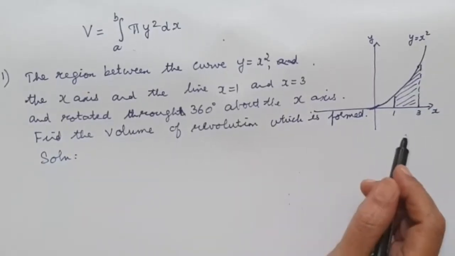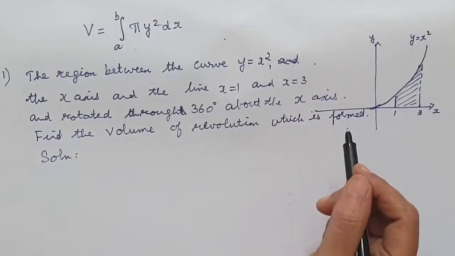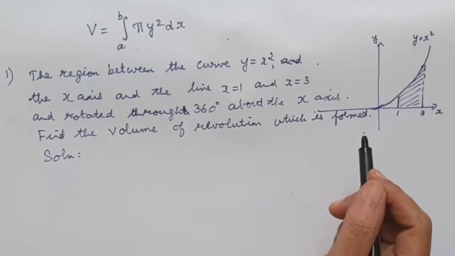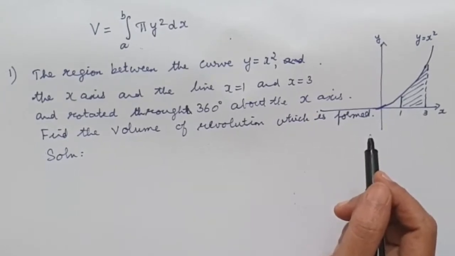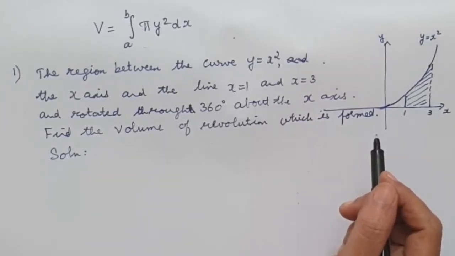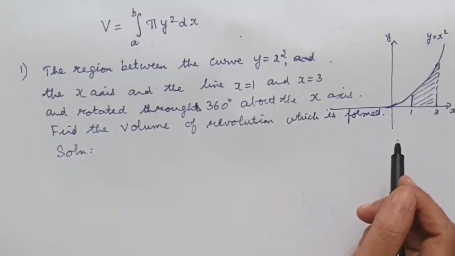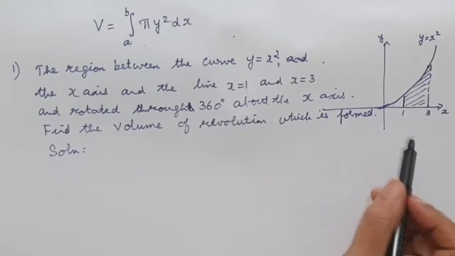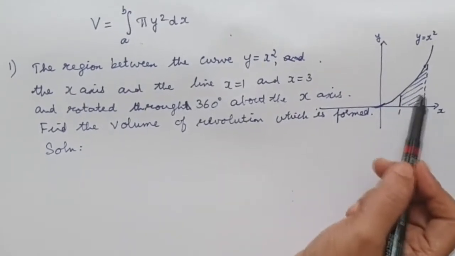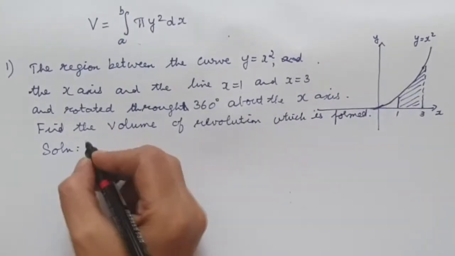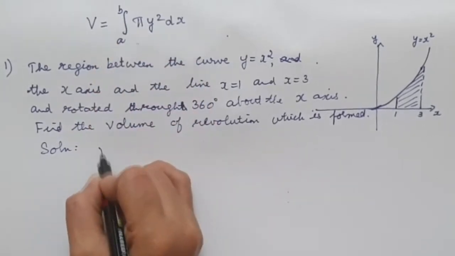The first question: the region between the curve y equal to x squared, the x-axis and the lines x equal to 1 and x equal to 3 is rotated through 360 degrees about the x-axis. Find the volume of revolution which is formed. Now we are going to rotate the shape about the x-axis. In order to find the volume, we'll just substitute it in this formula.